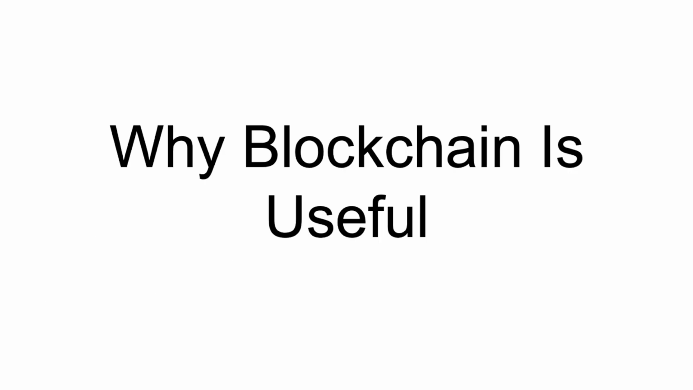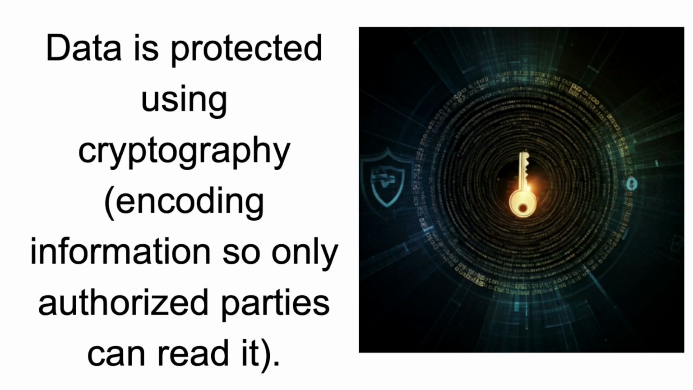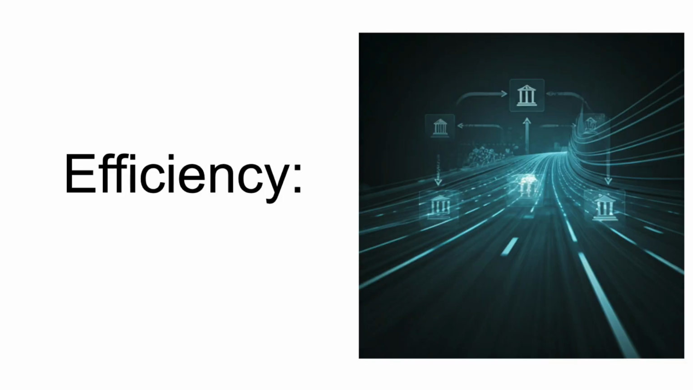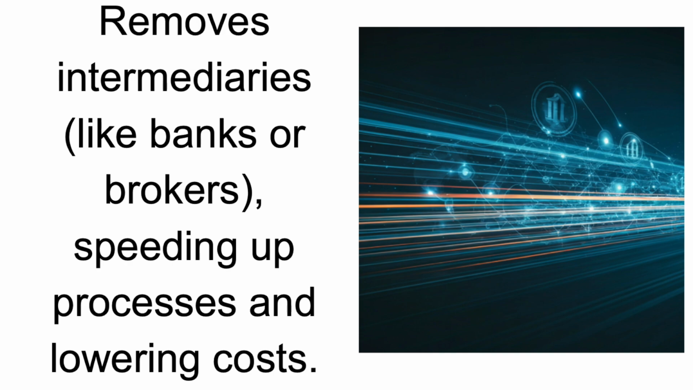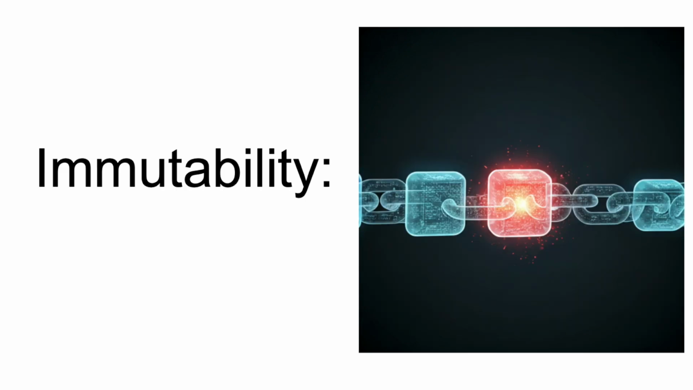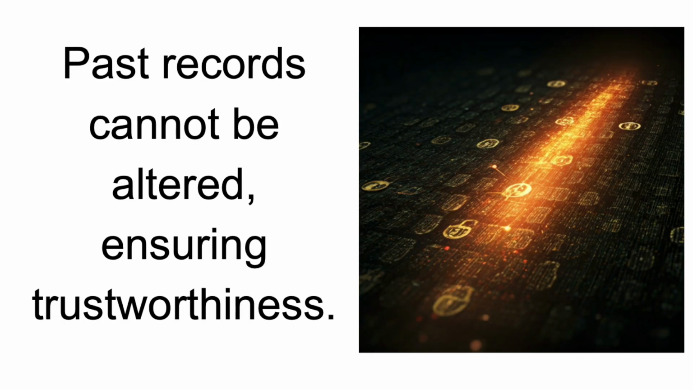Why blockchain is useful? Security. Data is protected using cryptography, encoding information so only authorized parties can read it. Transparency. Everyone can see the transaction history, reducing fraud. Efficiency. Removes intermediaries like banks or brokers, speeding up the process and lowering costs. Decentralization. No single point of failure, making the system resilient. Immutability. Past records cannot be altered, ensuring trustworthiness.